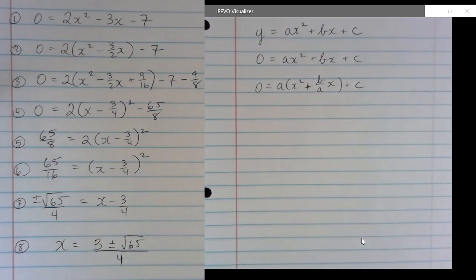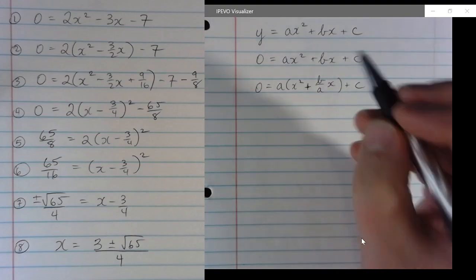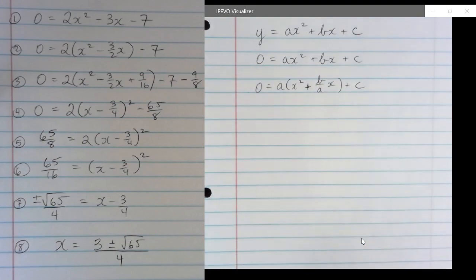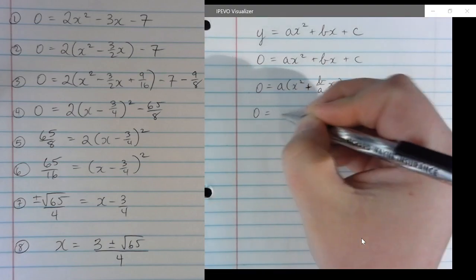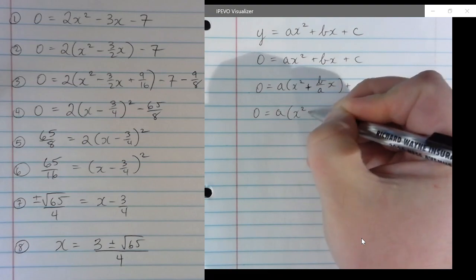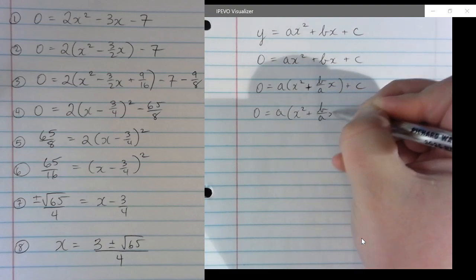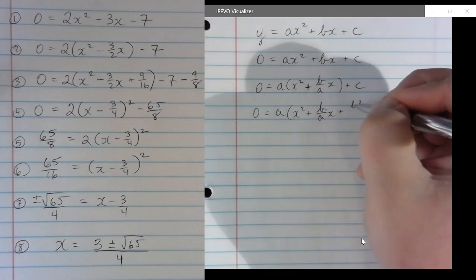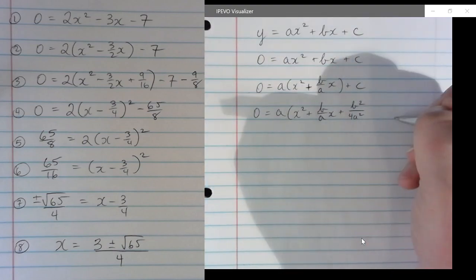All right, what did we do in step 3? In step 3, we completed the square. This is really the step that is completing the square. And we did that by taking half of this fraction. It used to be 3 halves, now it's b over a. And then we squared it. So half of b over a is b over 2a. And if I square that, I get, let me write this down first, I get b squared over 4a squared.